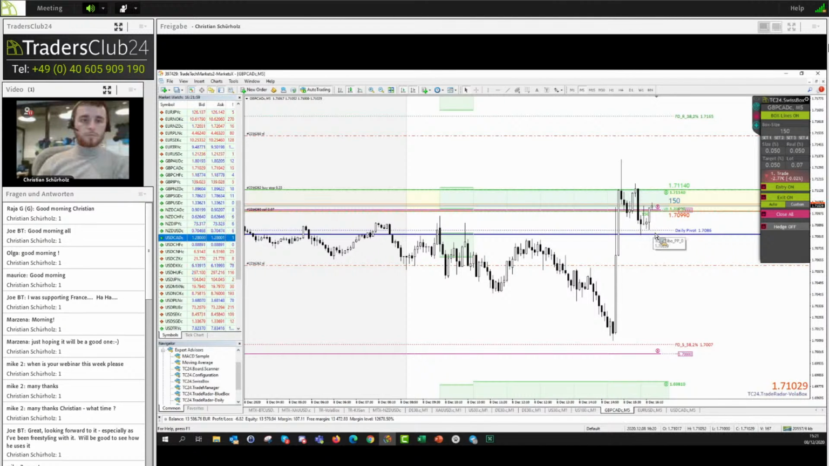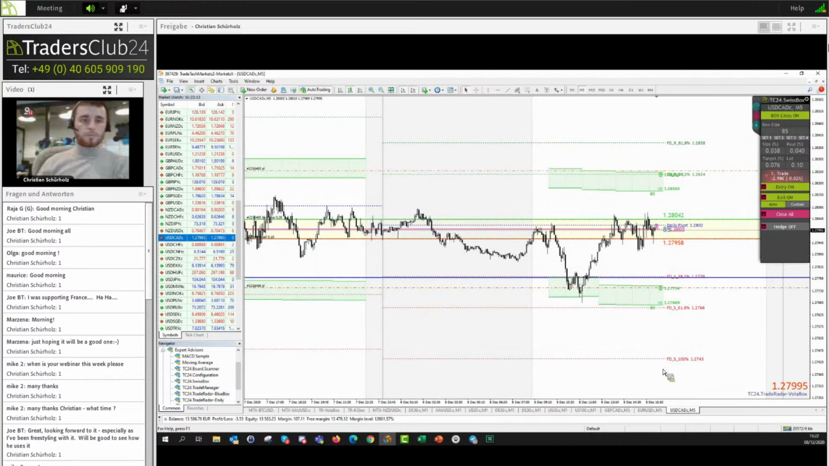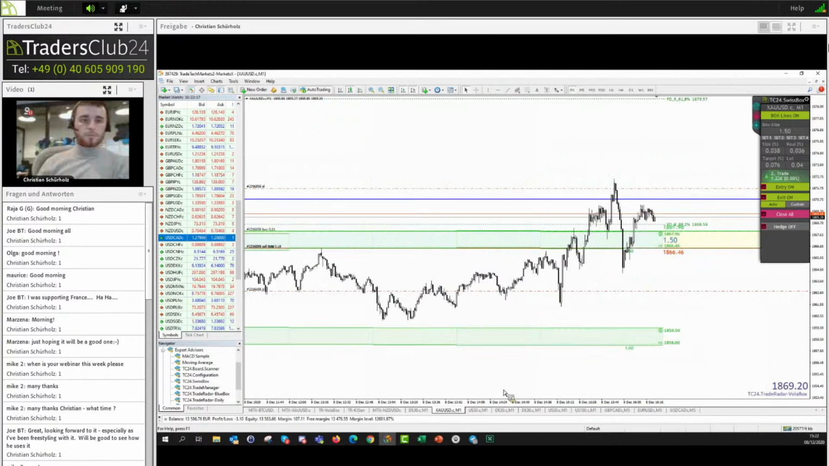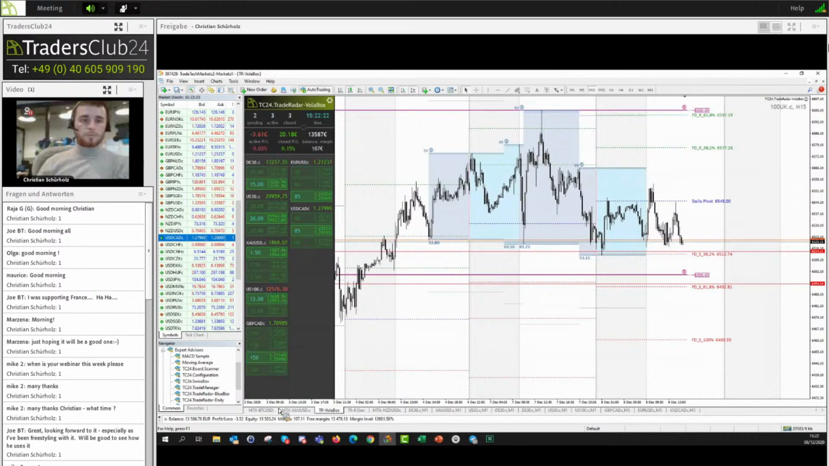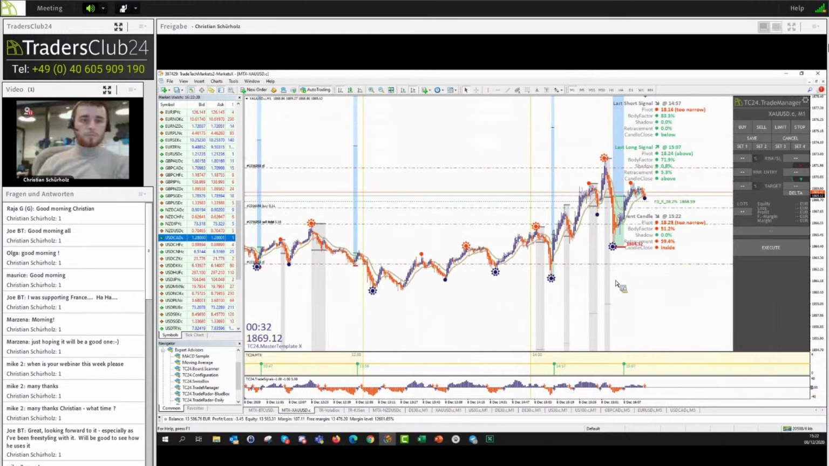GBP CAD. Nice rejection straight off the daily pivot there. A short bounce back. And we'll wait and see what the rest of the time brings. So we can see here earlier on MasterTemplate X, we received a buy signal. So let's go and have a look at the candle.